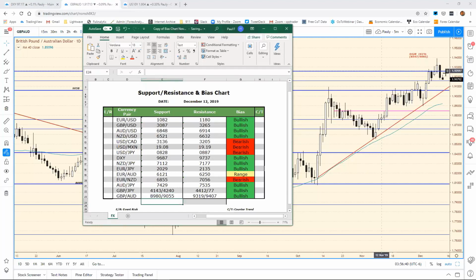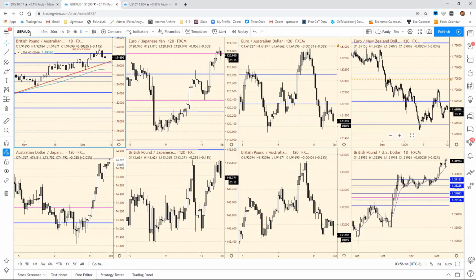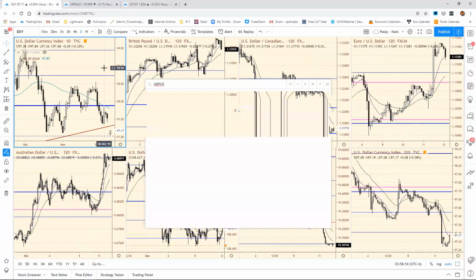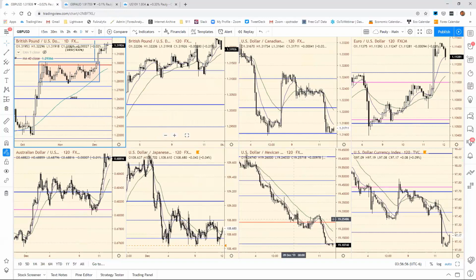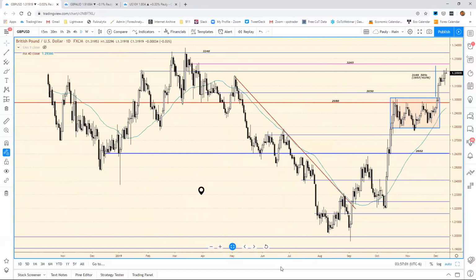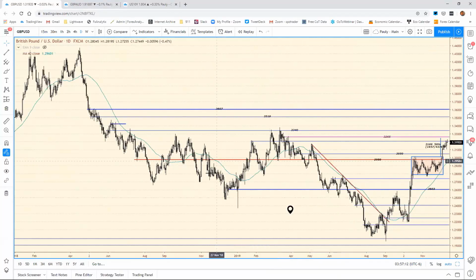Let's go back into the cable. We've got 32.65 and 33.40.